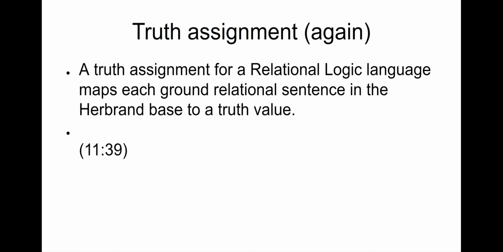So when we come up with a truth assignment for relational logic, we map each ground relational sentence in the Herbrand base to a truth value. Everything in the Herbrand base is a ground relational sentence. So every element of the Herbrand base gets a truth value, and that is a truth assignment for our relational logic.